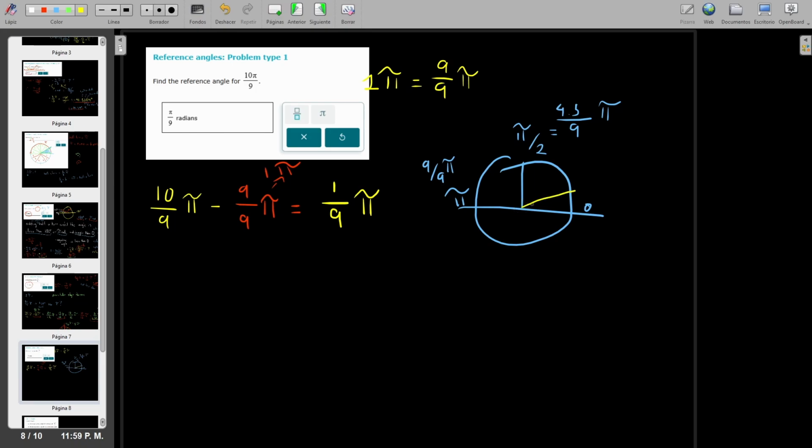this part, right? So which angle is bigger? This one or this one? This one, right? So the value of this one is 1 over 9 pi. So we know that as it is the smaller one, this is the correct answer. This is the reference angle.